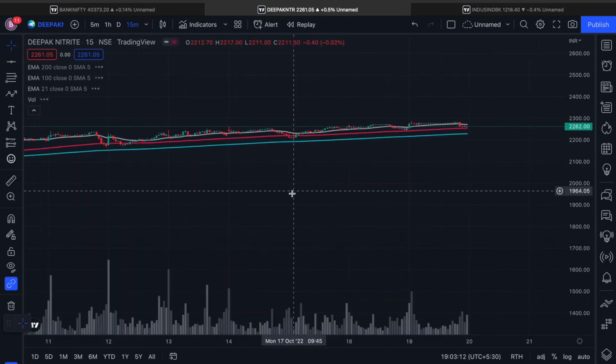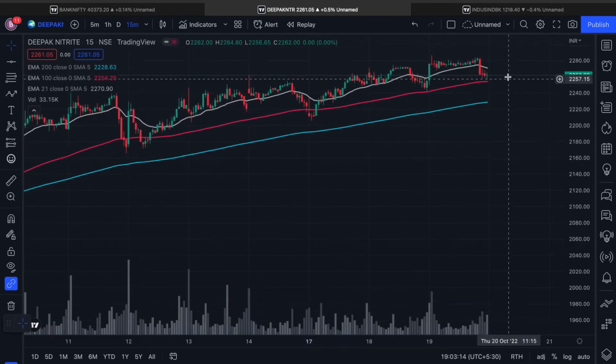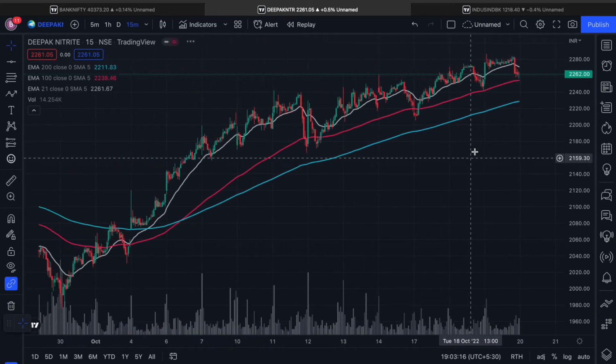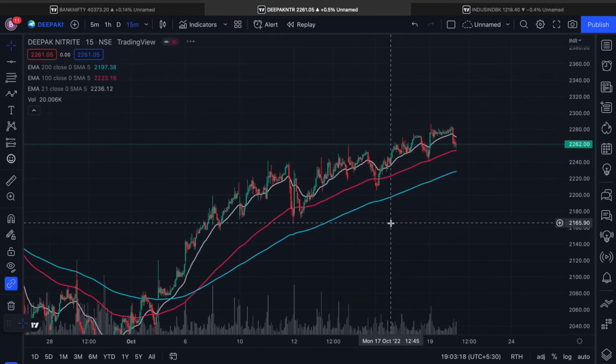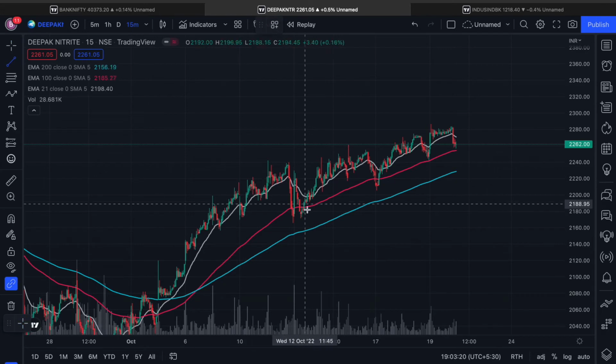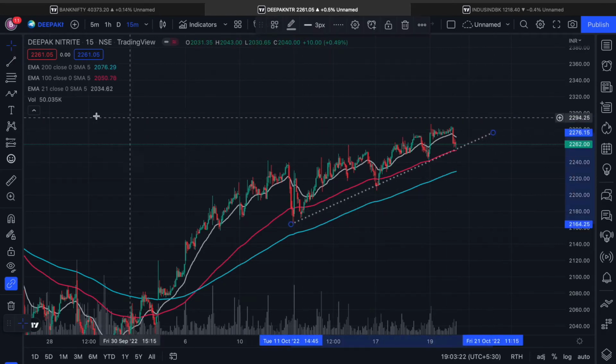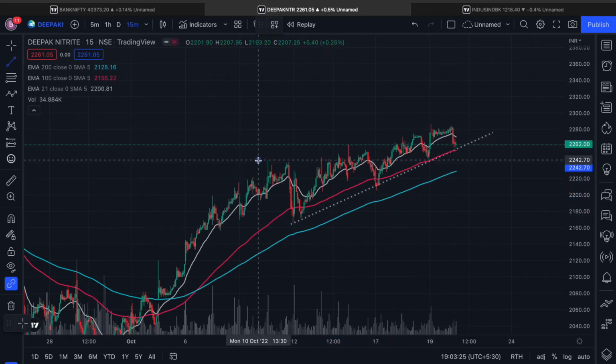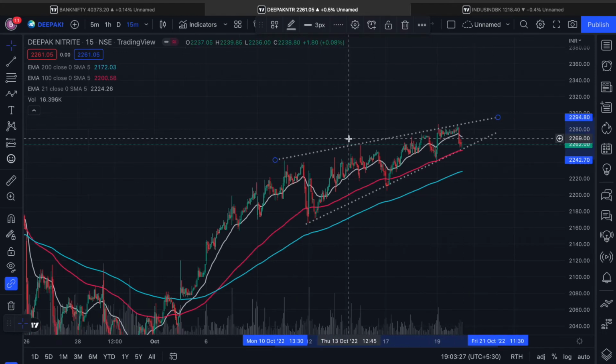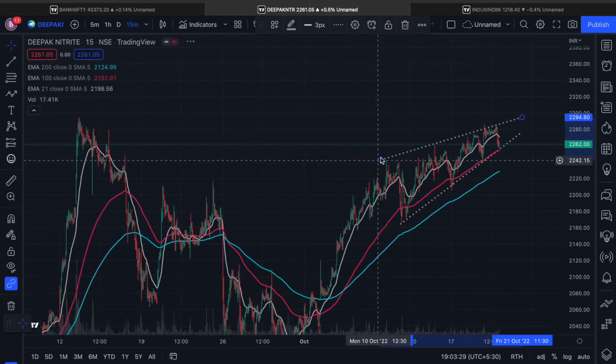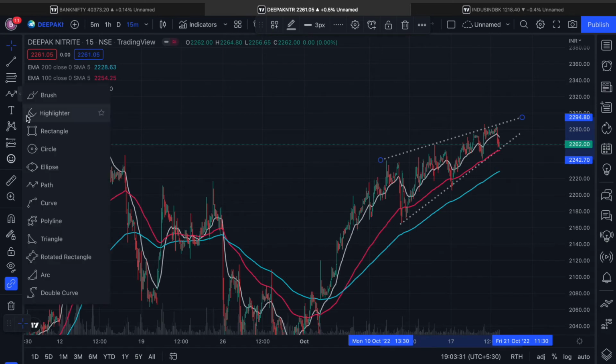So let me switch to the 15 minutes time frame. Here, there was a try for a breakout today, but this did not succeed. Here you can see that there is some kind of a rising wedge forming up. Of course, this is my resistance zone.